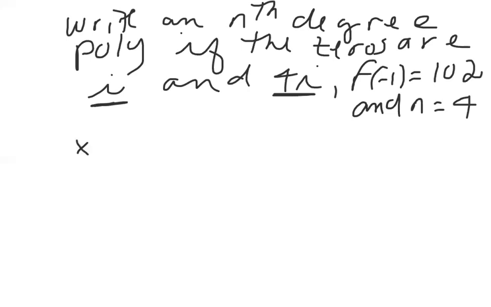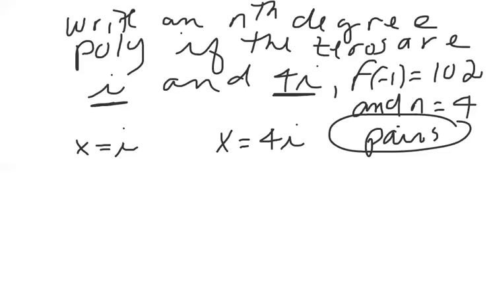So guys, what you have to understand is this. We have some zeros here, x equals i, x equals 4i. And what I want you to realize is that these zeros are imaginary zeros, and these imaginary zeros always travel in pairs. Just like with the previous problem we just did, when we took the square root of -4, we got plus or minus 2i. So if you have a positive i, that means you have a negative i. If you have a positive 4i, that means you have a negative 4i. So basically each one of these zeros represents 2 zeros.